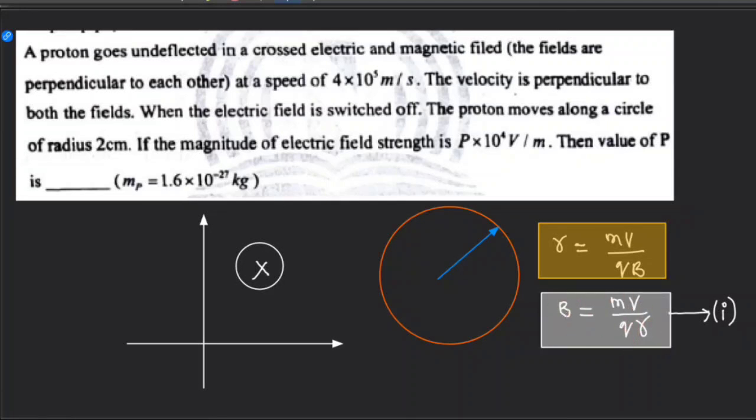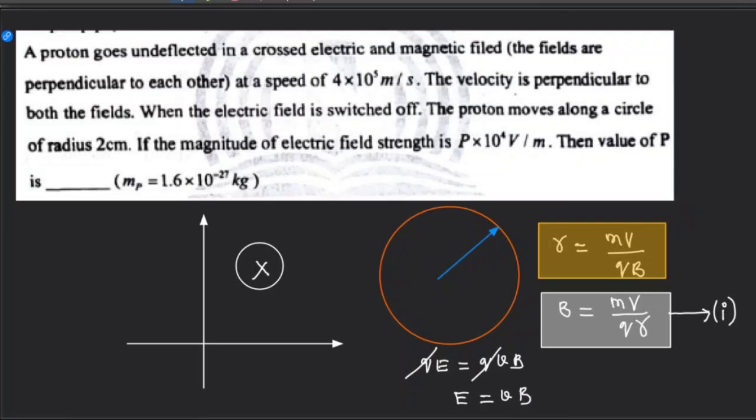Since it is undeflected here, what happens? Undeflected means the force due to the electric field must be equal to the force due to the magnetic field. What is the electric field force? qE. What is the magnetic field force? qvB. So therefore this q gets cancelled. Therefore you can easily get the magnitude of the electric field: E is equal to vB. You can easily get it.